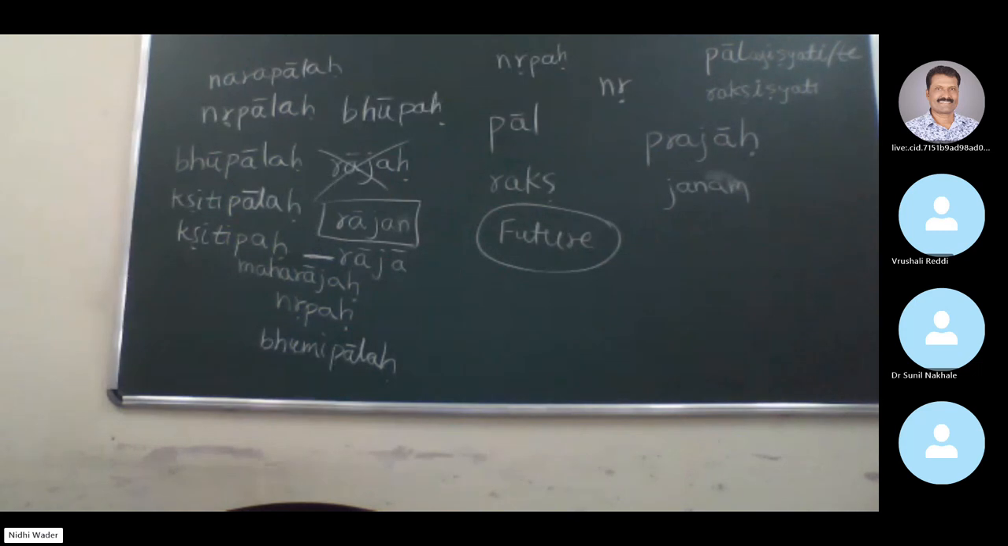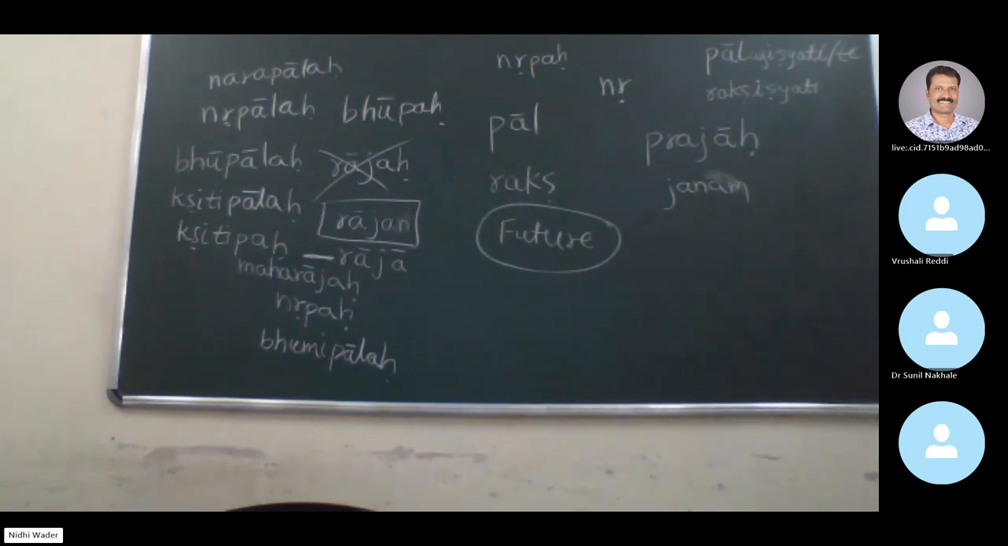Now suppose by mistake someone writes Janam, not using plural. Still I will not cut marks because you have understood the accusative case. You have not understood plural, but you have understood accusative case. I might give you full marks, I am saying. If I cut, I'll cut half mark. I don't cut one fourth because it's very difficult to count. Either I cut full or I cut half.